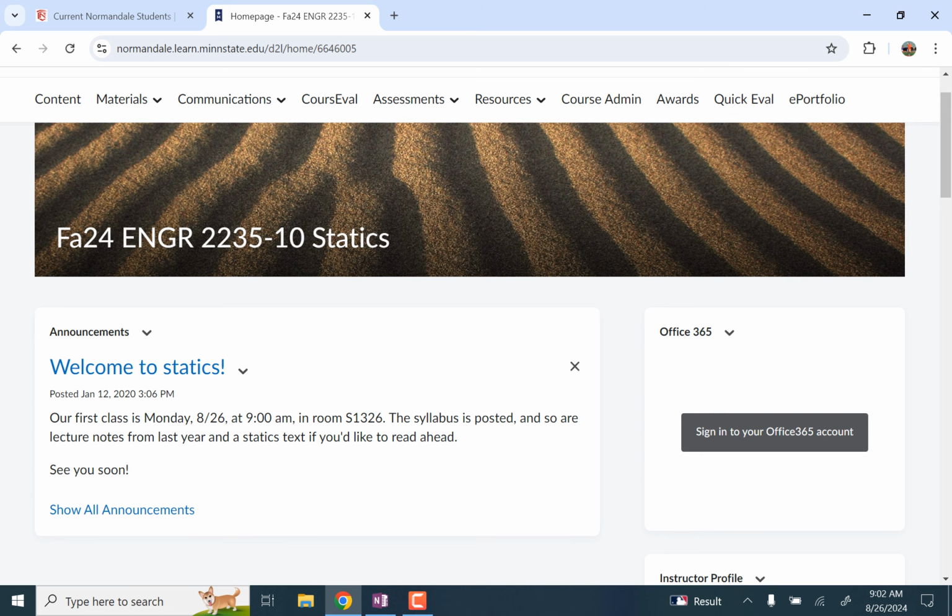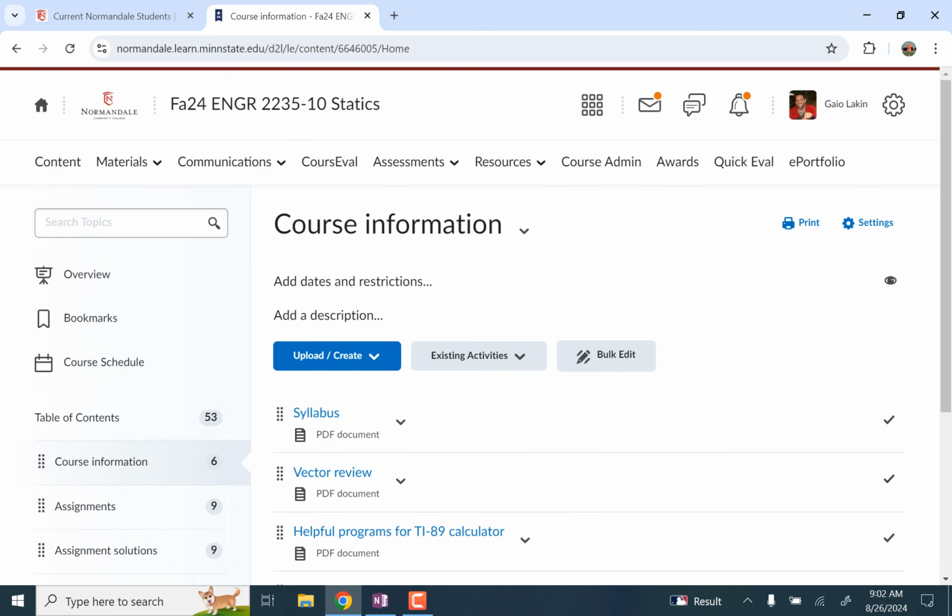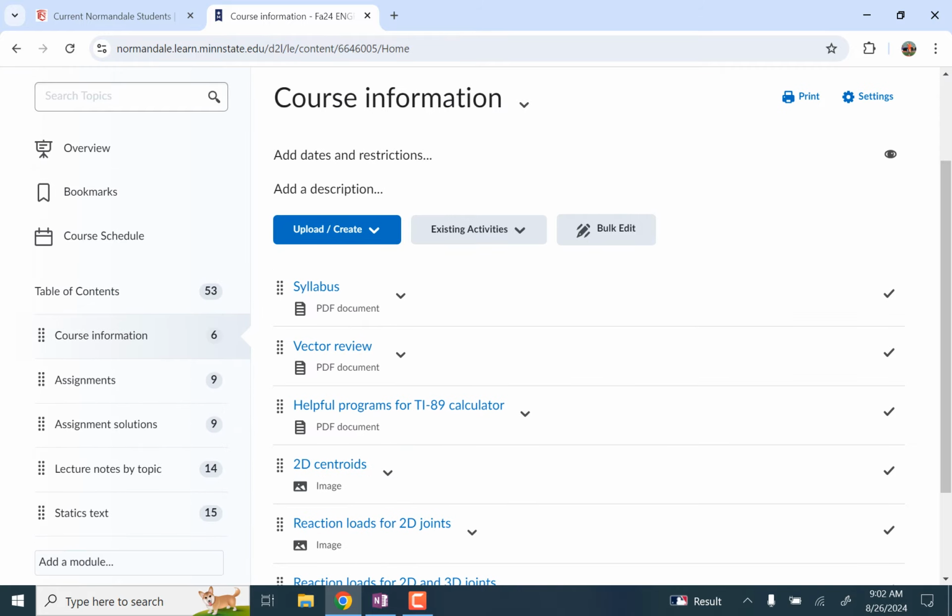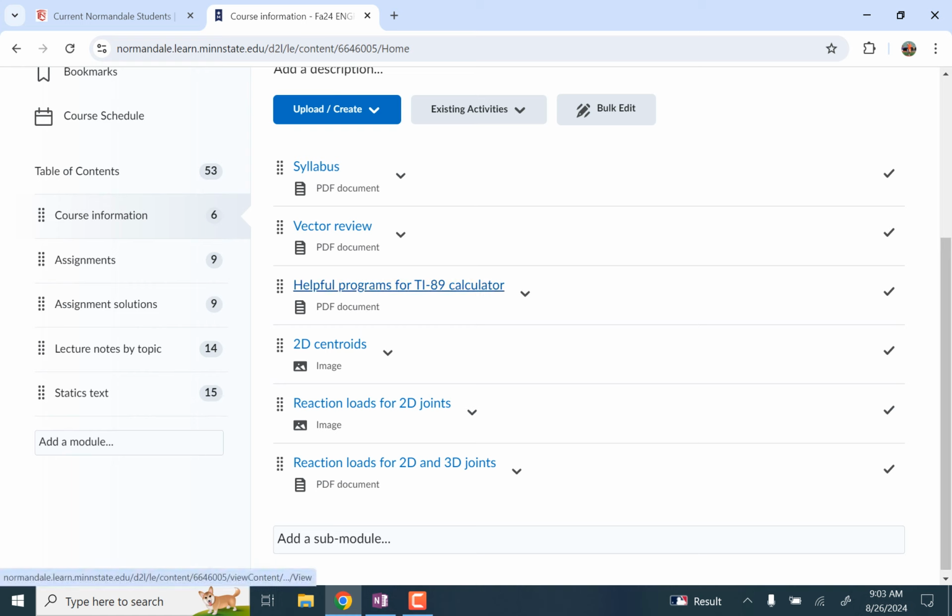Pretty much all the materials for the class are in content. And there's some stuff in there now. So you can see, right now, the syllabus is there. That's what we're going to spend most of the time on today. A vector review, and then some miscellaneous stuff that we'll talk about more as we get closer to it.